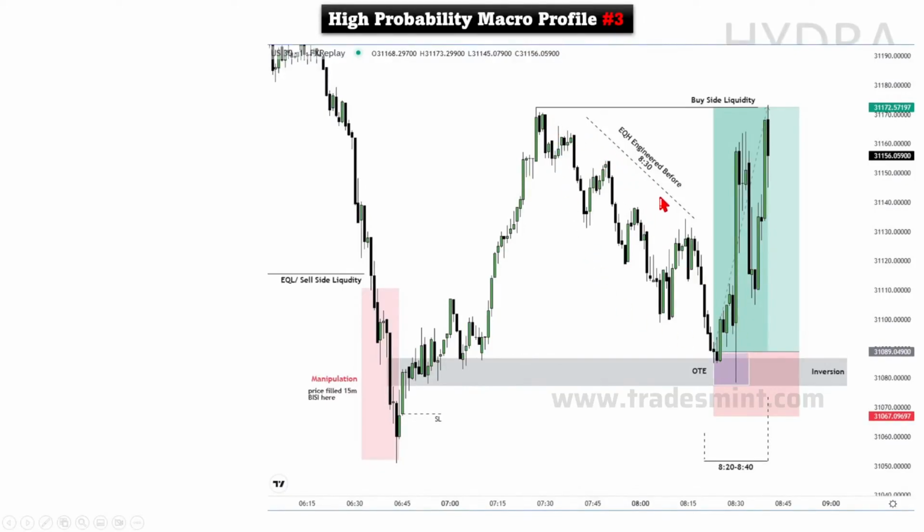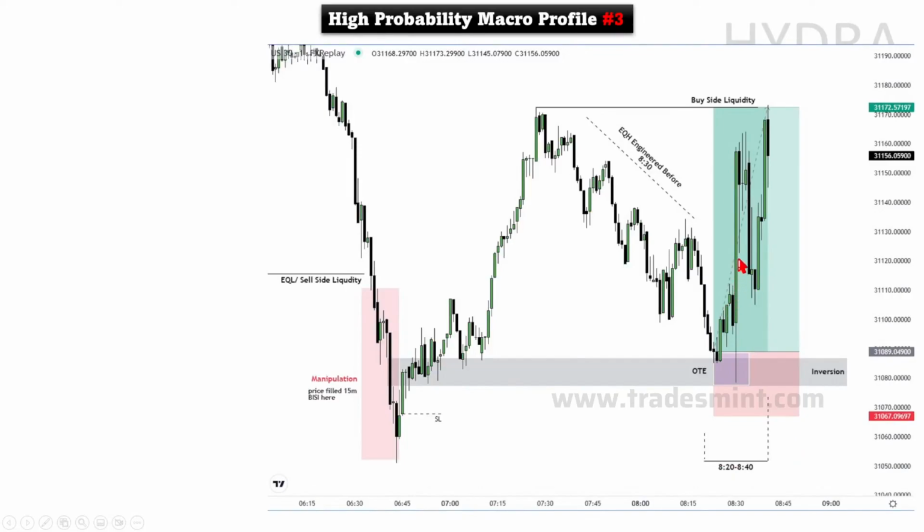Price generated relative equal highs in the form of trend line liquidity, right? Price came inside, dropped down to a discount PD area. Then price formed the breaker where? I'm also telling you where price will form the breaker: near the discount PD area, inside the macro time periods. Okay, it never gets any easier, folks.